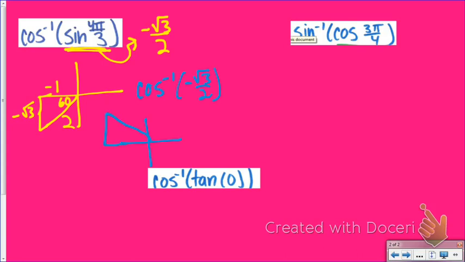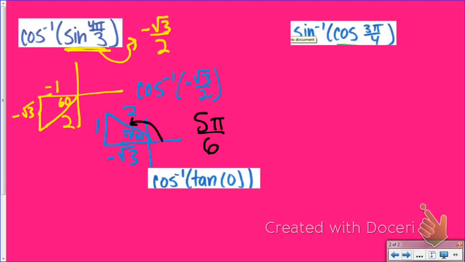So that means I have an adjacent of root 3, hypotenuse of 2, my missing side is 1. That means that reference angle right there is 30 degrees, or pi over 6. So if that angle is pi over 6, all I need to find now is what that whole angle is. So that's pi minus pi over 6, which gives me a final answer of 5 pi over 6.